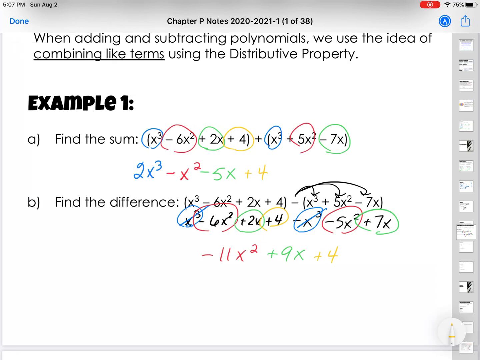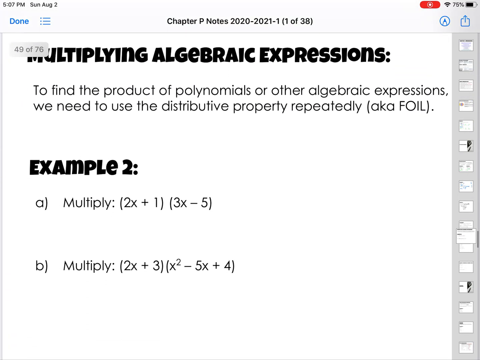I like to do colors. If I only have a regular pencil, sometimes I'll underline, or maybe I'll do a square around the cubes and a triangle around the second power. Whatever works for you, it doesn't really matter.